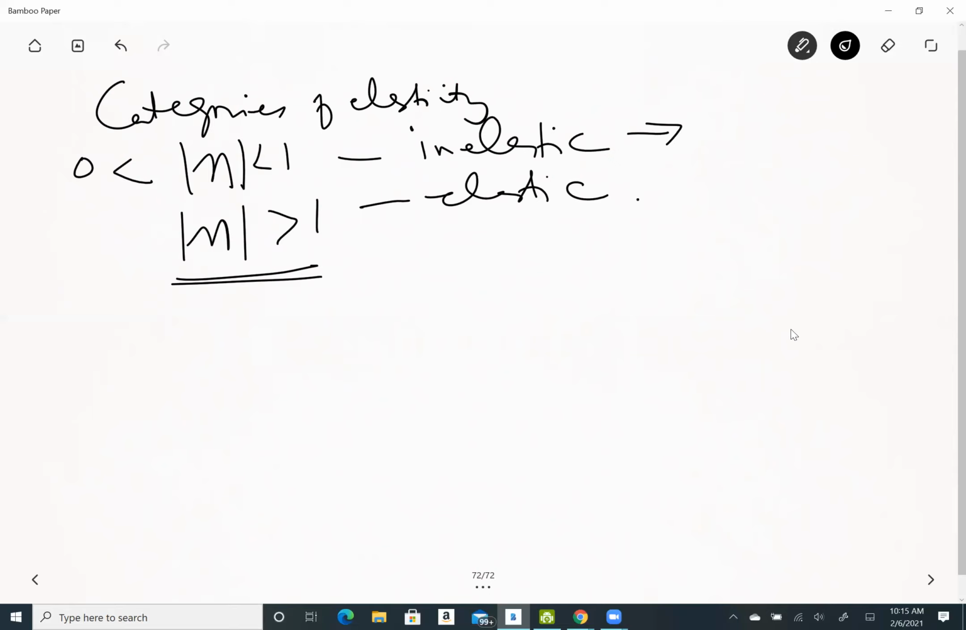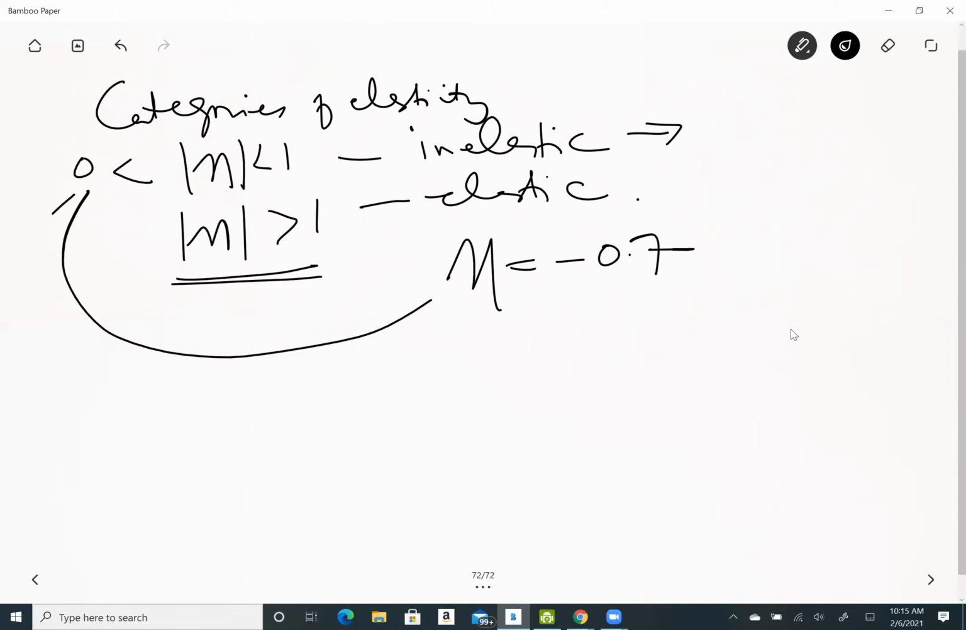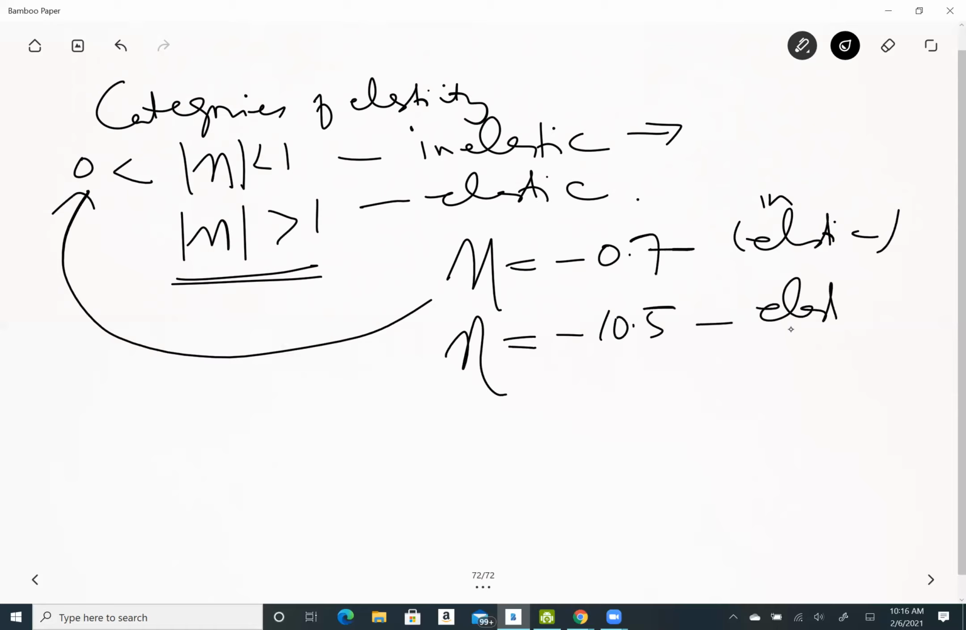Right. Okay, so for rice, the elasticity is what? Negative 0.7. So negative 0.7 absolute value will be here, so that will be inelastic. Elastic, the demand for petrol, the value is negative 10.5. So absolute value bigger than 1, we call it elastic.